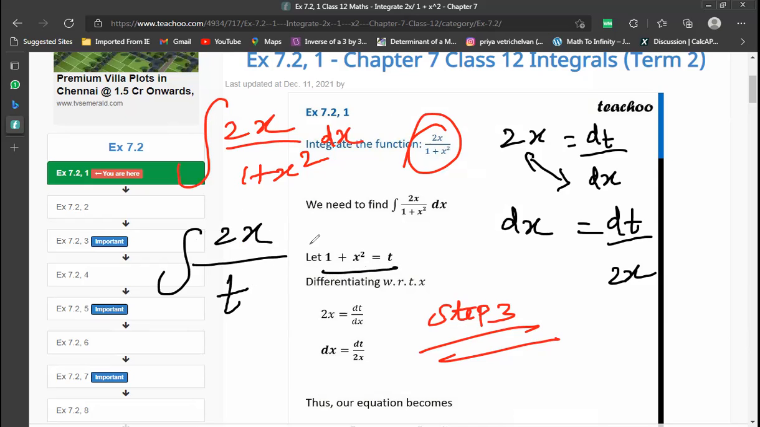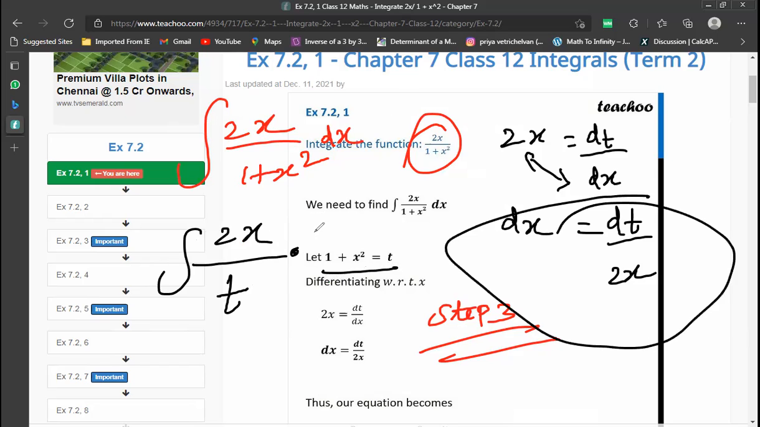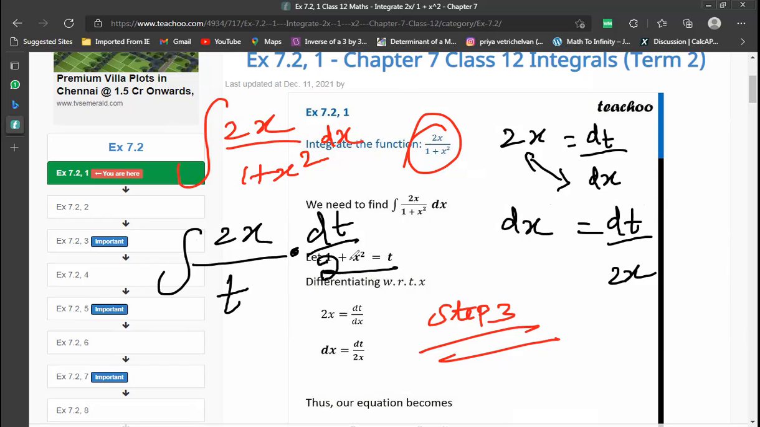So just put t. And what is dx? dx is dt by 2x. So just write dx as dt by 2x. Now you can simplify this by cancelling out the 2x in the numerator with the denominator. So we finally converted the question in terms of t. That is our step 3. In step 1, we did assignment. In step 2, we performed differentiation with respect to x. In step 3, we converted the question in terms of t. We are done with the substitution method.